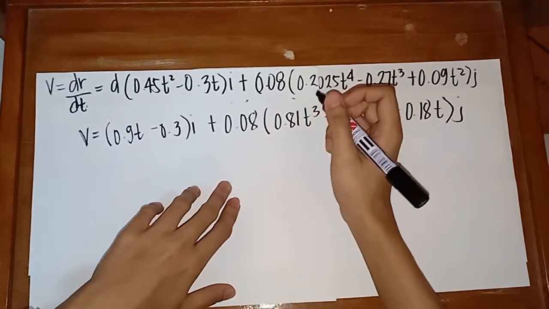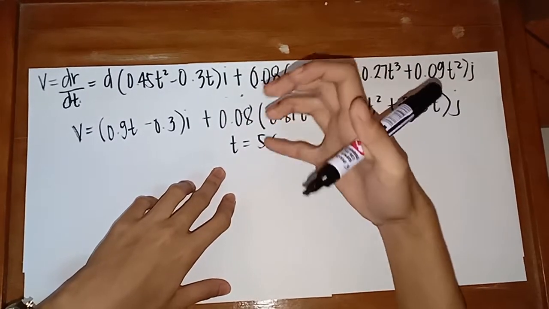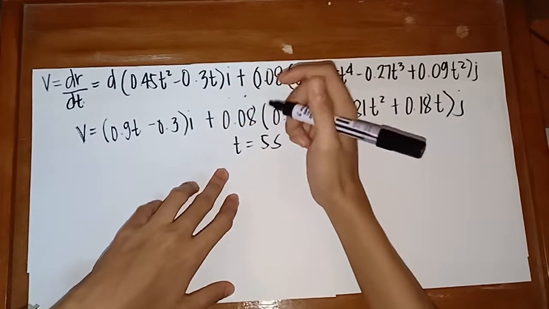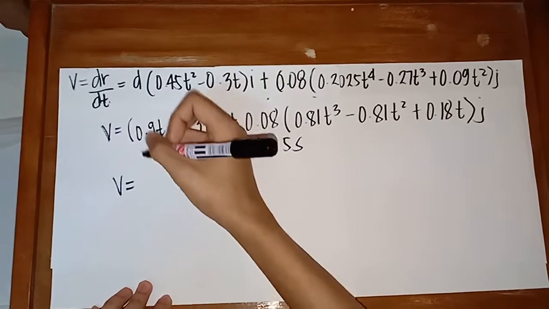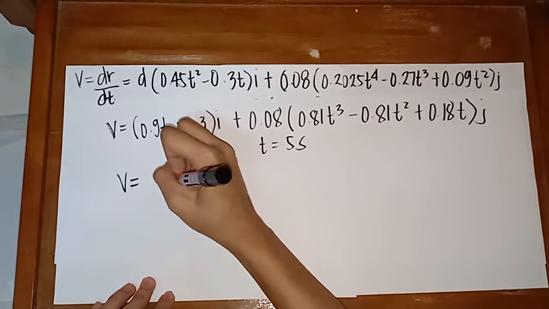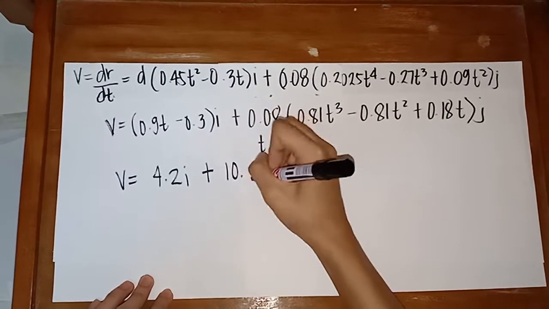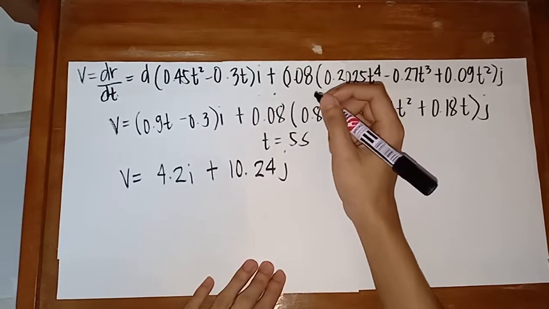So, dun sa problem ulit, meron tayong time na 5 seconds. So, simply i-substitute lang natin yung value ng time dito sa equation natin ng velocity. So, makakuha tayo ng sagot ng 4.2i plus 10.24j. So, ang hinahanap doon yung x and y component ng velocity.